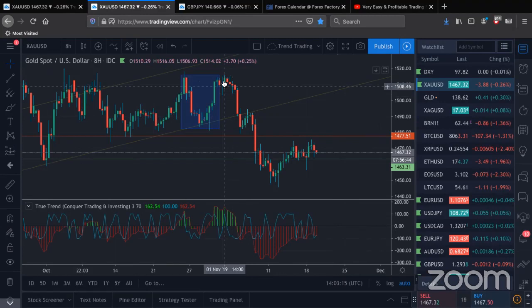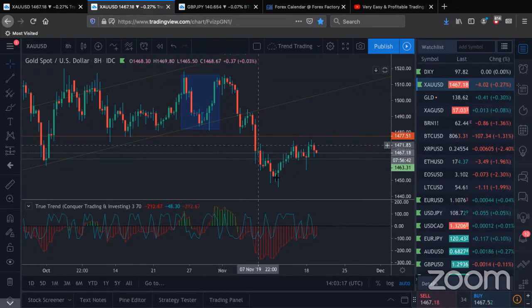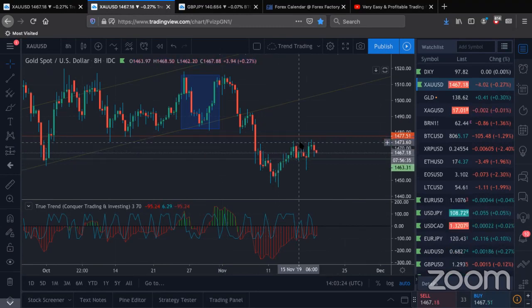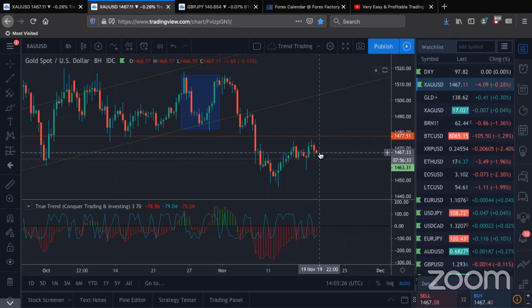It looks nice. You have this long move down here, the break of this rising channel, and then you have the breakdown, and now you have the pullback to resistance, which is tested once, twice. So this looks like a good trade. It looks like the trend down might resume on gold.